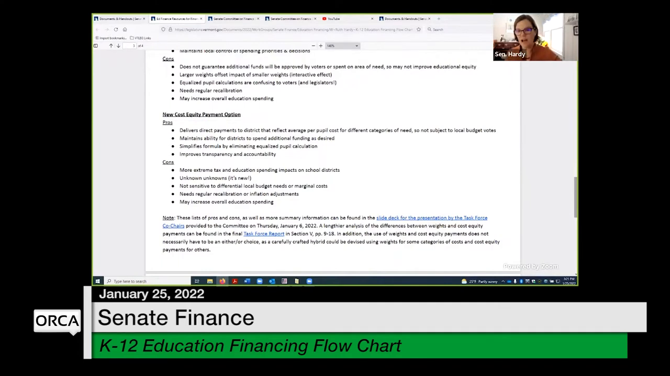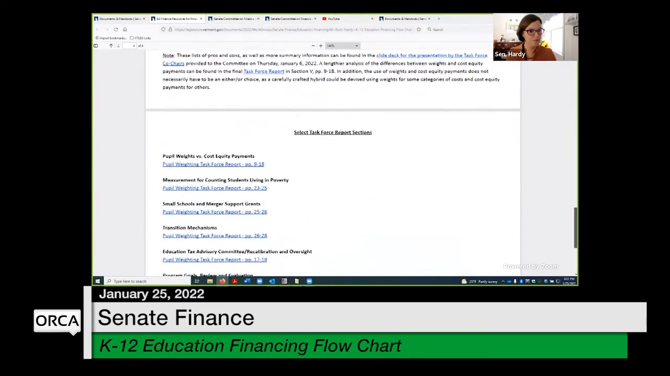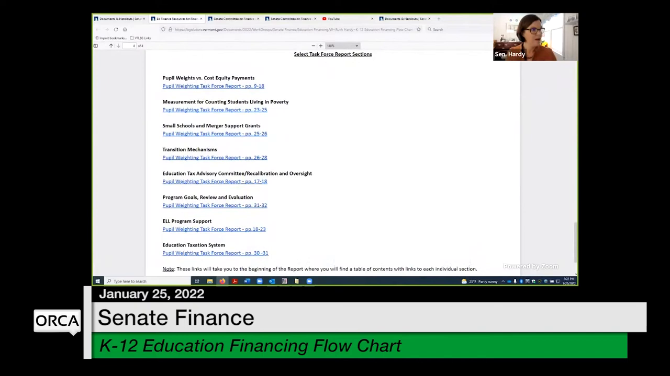I linked to the slides from the presentation that Representative Kornheiser and I did, as well as the task force report. There's a longer analysis and discussion of these pros and cons in section 5 of the task force report, which is pages 9 through 18. If you haven't read it yet, I definitely recommend reading it before tomorrow. And then the final page, if you want to scroll through, Faith, thank you. Someone asked me to just make a list of the page numbers in the report that covers certain topics. So that's what this is.